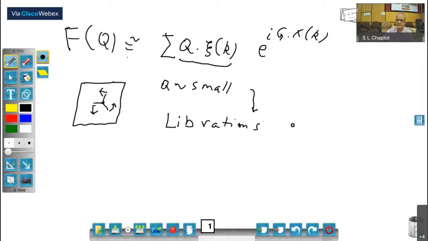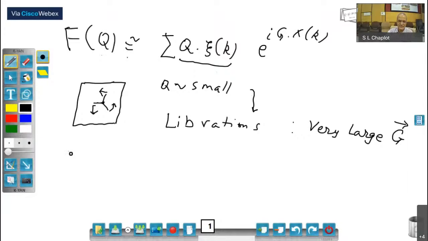So for librations, we normally choose very large G vectors. And translations, of course, what I just mentioned, acoustic and optic modes, the G need not be extremely large. There are some more things about how we choose G and so on.